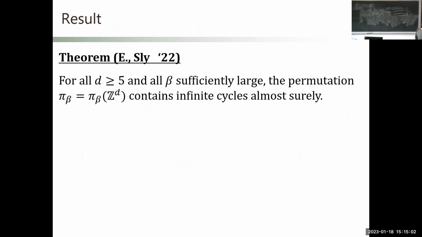Right, so here is the result that we proved. This was a month ago, and now it's on the arXiv. So if you do the interchange process on Z^d, when the dimension is at least 5, and you run the process for a sufficiently long amount of time, remember, beta tells you how much each edge rings on average. So each edge rings approximately beta times. Then almost surely we will see infinite cycles in the permutation.